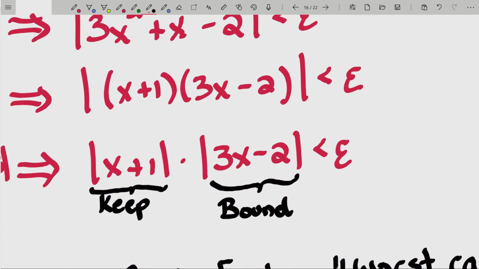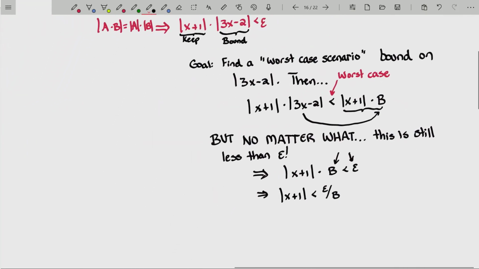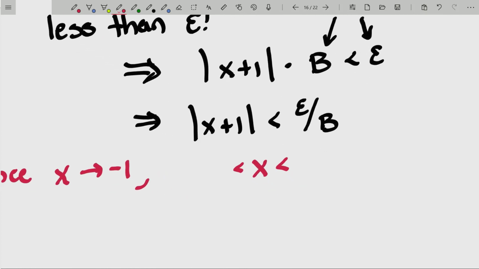I want to keep that absolute value of x plus 1, and I want to bound that absolute value of 3x minus 2. Now, there are a lot of approaches to doing this, but I really like my approach. So pay attention to how I do this. I'll write my approach, and I'll just keep it in red. Since x is approaching -1, it's probably a safe bet that x is between two very nice, pretty numbers. Always choose very nice, pretty numbers. If it's close to -1, then it's between -2 and 0.